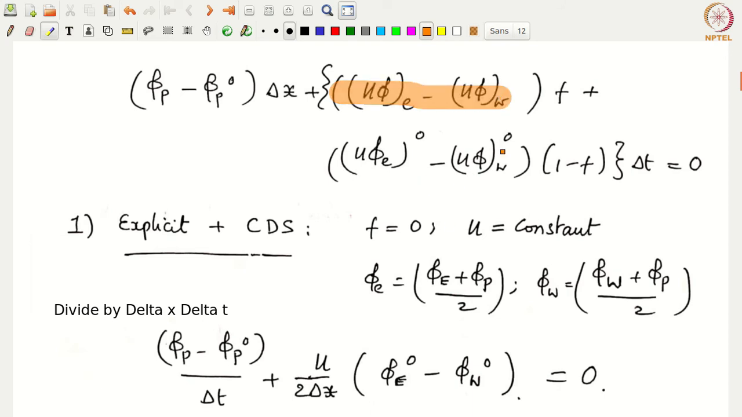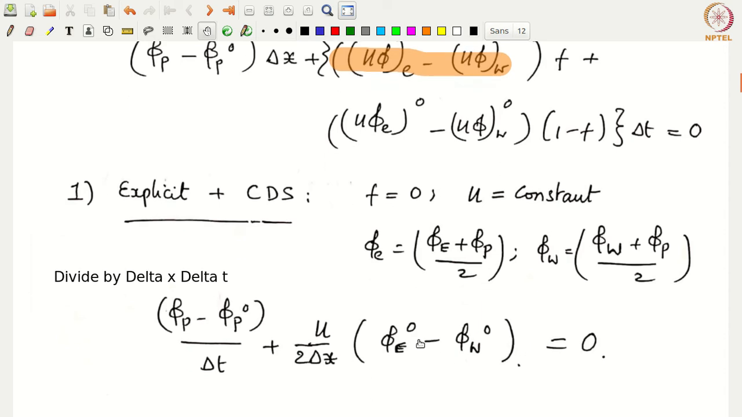And only this quantity remains, and phi little e equals phi e plus phi p by 2. So as a result, you get a p here and a half p here and a half p here, both of which get cancelled, right? And then the remaining terms would be u upon delta x delta t gets cancelled with this delta t, so you get u upon delta x, and there is a 2 in the denominator, so you get u upon 2 delta x times phi capital E comes from here minus phi capital W, both evaluated at the previous time level equal to 0. Okay, so this is the equation when explicit time stepping and central difference scheme is used to discretize this particular one-dimensional wave equation.